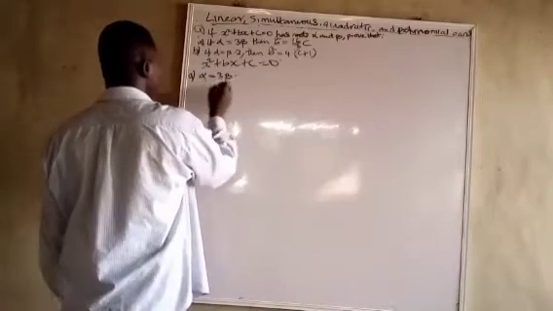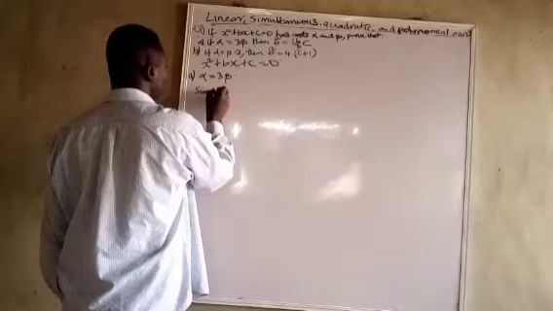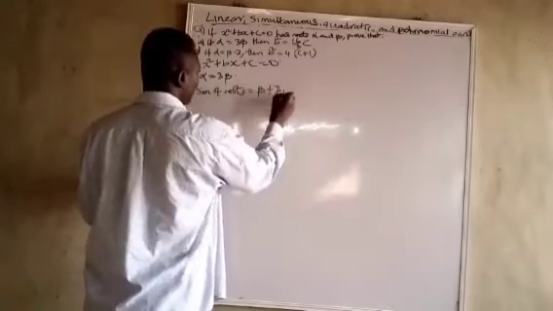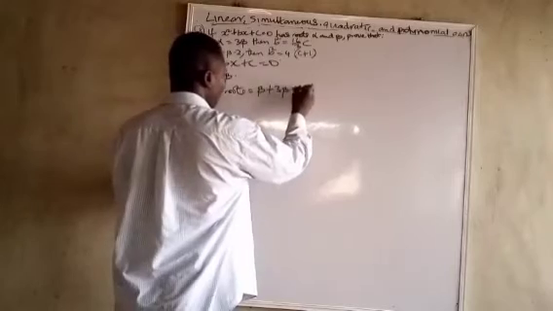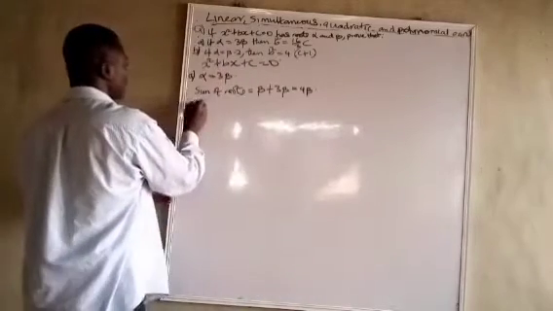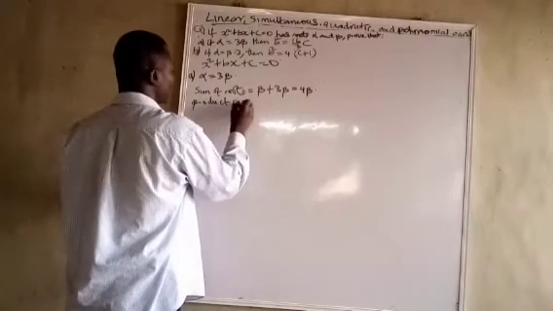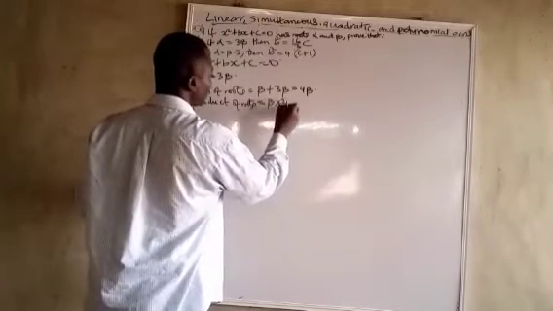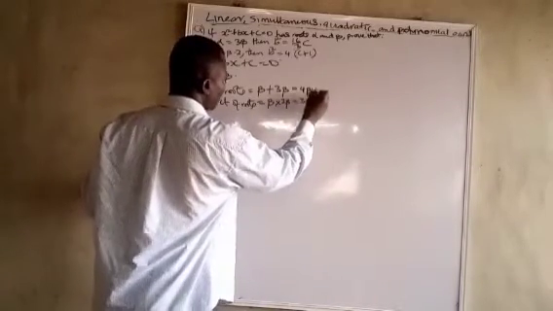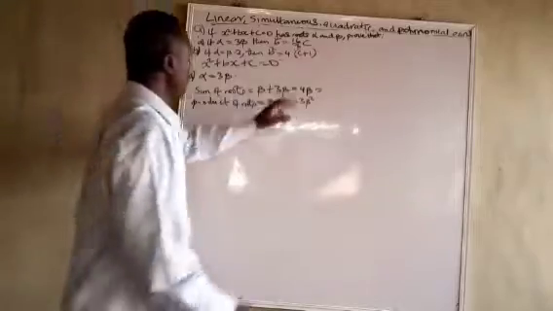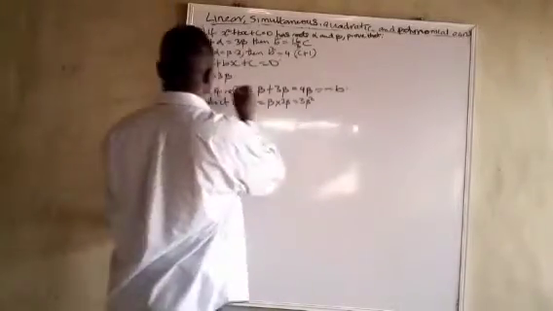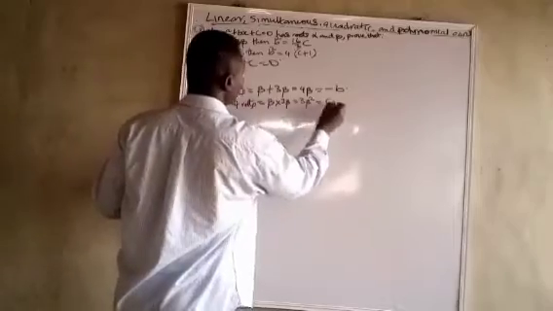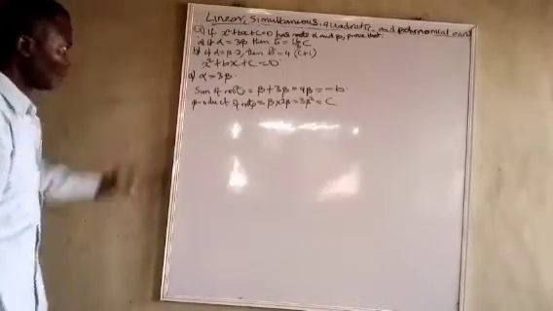Therefore, we can say the sum of the roots is equal to beta plus 3 beta, and that is 4 beta. The product of roots will be equal to beta times 3 beta, which is 3 beta squared. And we can find the sum to be minus b, and the product is c, because the coefficient of x squared is 1.